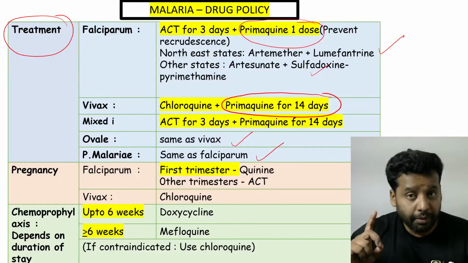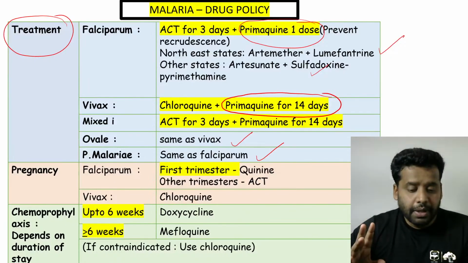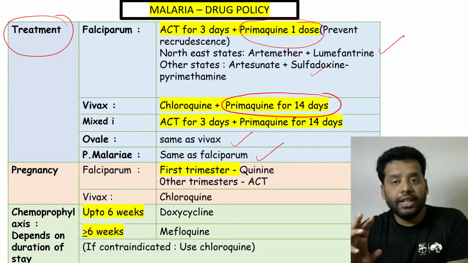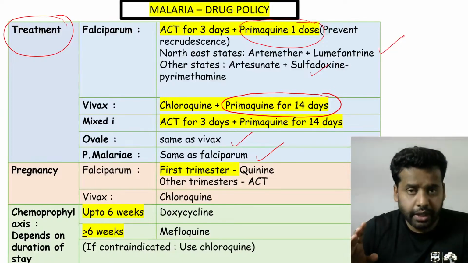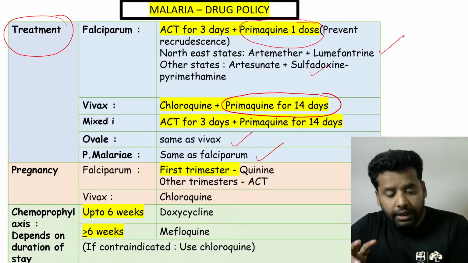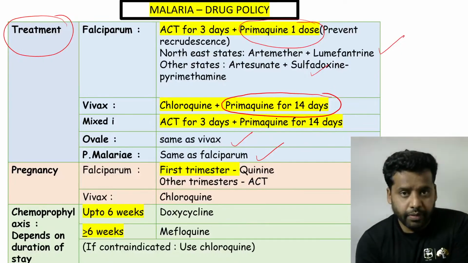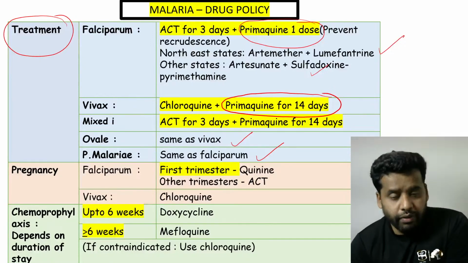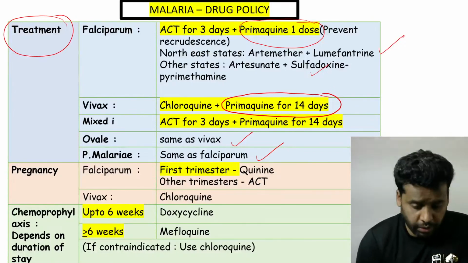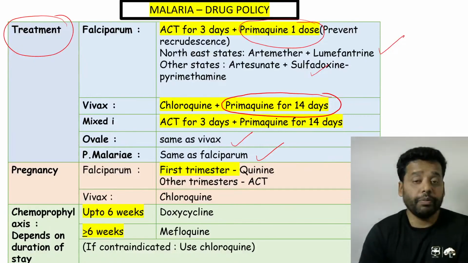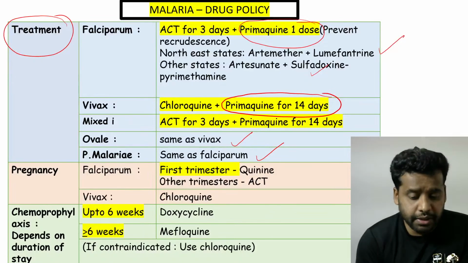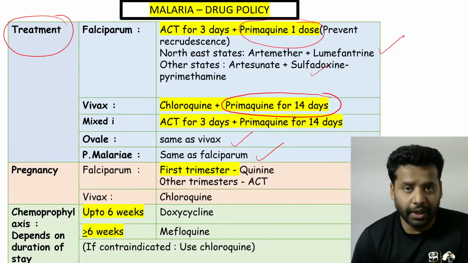Pregnancy, very important, malaria. Falciparum, first trimester we have to use quinine because ACT is contraindicated. Keep this in mind. ACT is contraindicated, so we have to use quinine. Other trimesters we can use ACT. Second and third trimester we can use ACT. Vivax treatment, it is just chloroquine. And P for pregnancy, P for primaquine. Primaquine is contraindicated in pregnancy. Don't use primaquine in pregnancy.